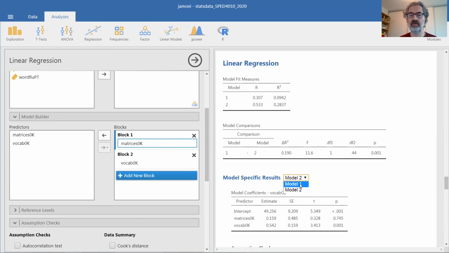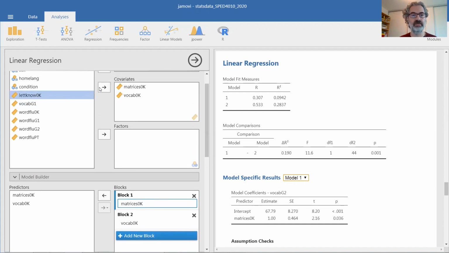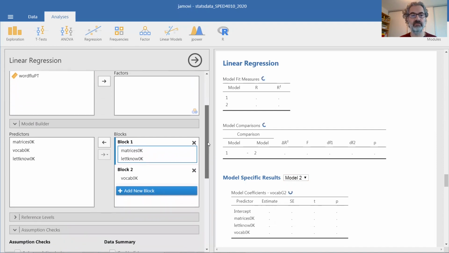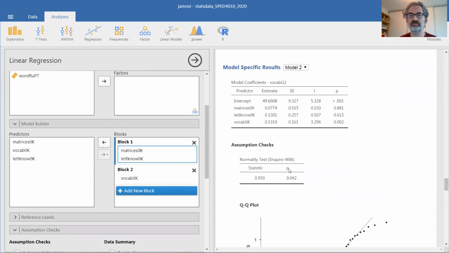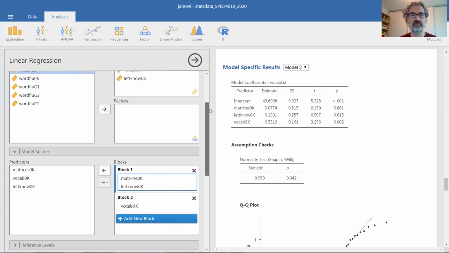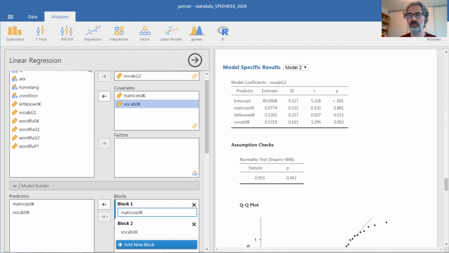So model 1, I'm choosing model 1 here, that has, for this dependent variable, only one predictor. Which one? The one that I entered in block 1. I could have entered more variables here. So if I wanted to control also for letter knowledge in kindergarten, I could have more variables in my first block. Now I've changed the model. I need to take another look at the assumption checks. Now we have not normally distributed residuals. So this was probably not a good idea. And so we'll have to take this one out.